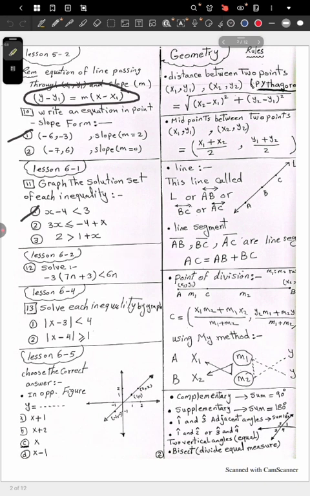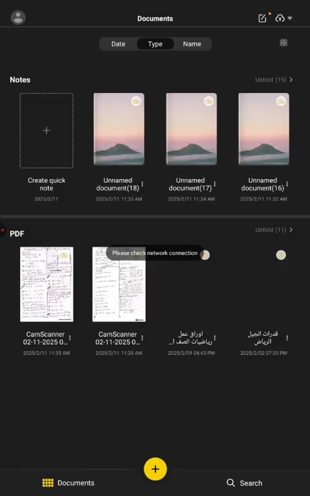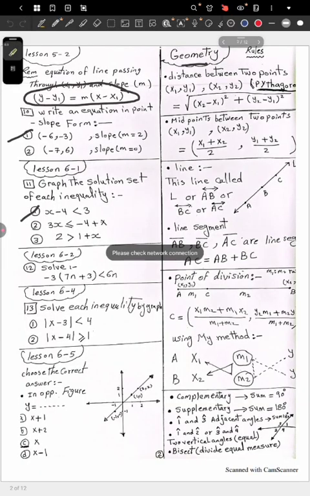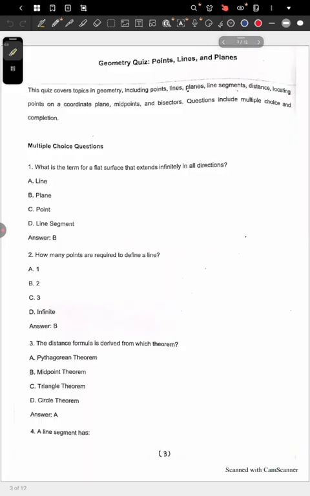In the revision of geometry, this is a quiz of geometry. Number 1: what is the term for a surface extended infinitely in all directions? A plane is infinite in all directions, unlimited in any direction. Number 2: how many points are required to define a line? To define a line, you need at least 2 points.